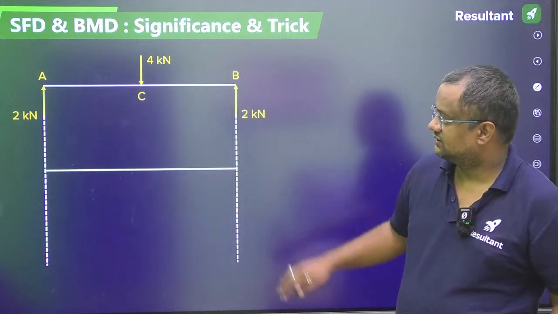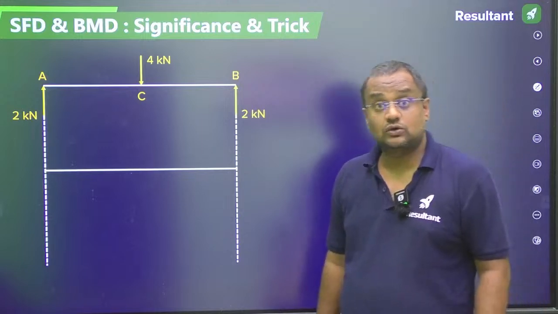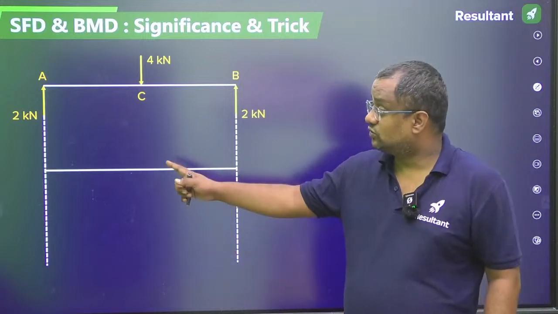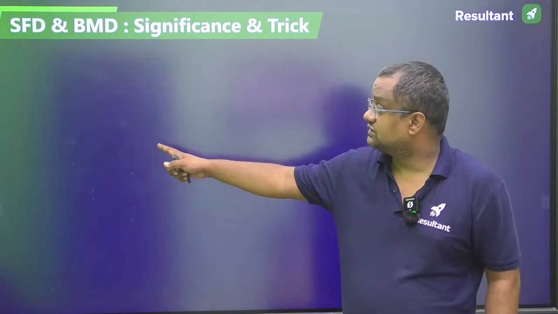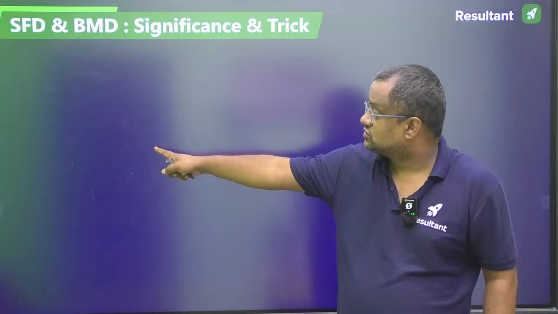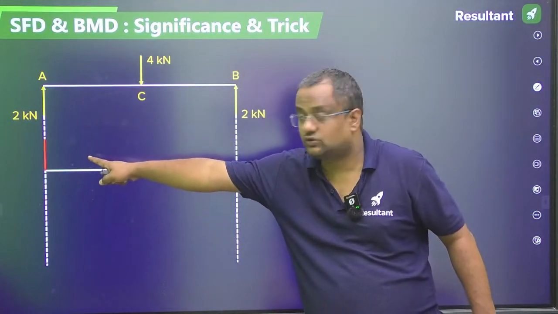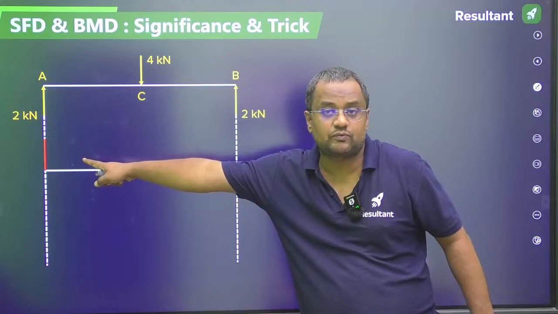Now I want to draw the SFD. While drawing the SFD, you have to see the loading diagram. What I told you: at an upward point load, shear force jumps. So here there is an upward point load of 2 kN, and the shear force jumps.